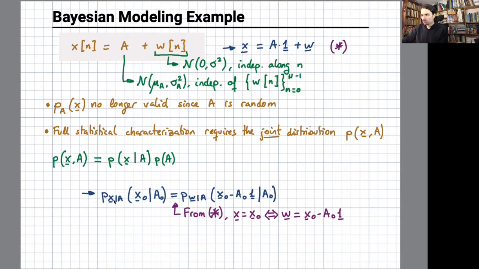So what we can note here is that this conditional PDF can be expressed as this other conditional PDF, the conditional PDF of the noise given A evaluated at this point. And the reason is that the event where X equals X0, due to this equation here and the fact that A equals A0, is the same event as the event where W takes this value here, okay? So we have just used this specific value of A here and moved this term to the left-hand side, right? So since both events are the same, the density should be the same.